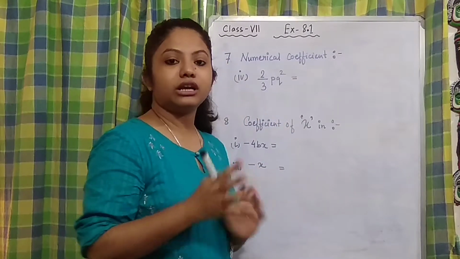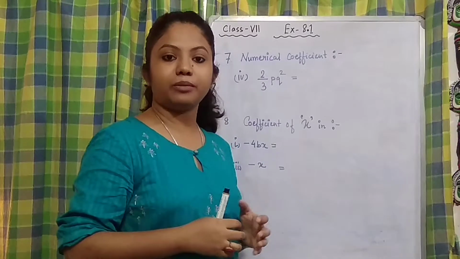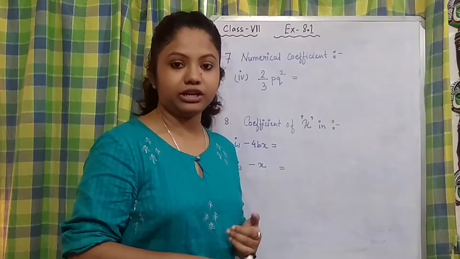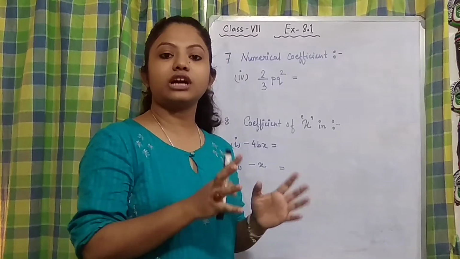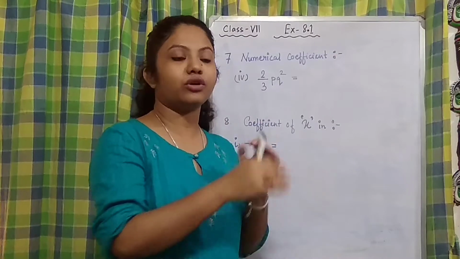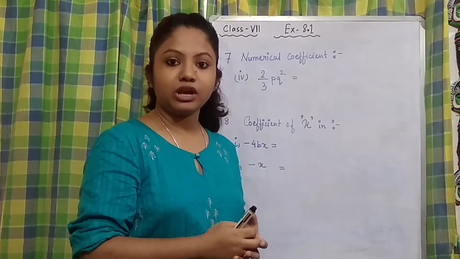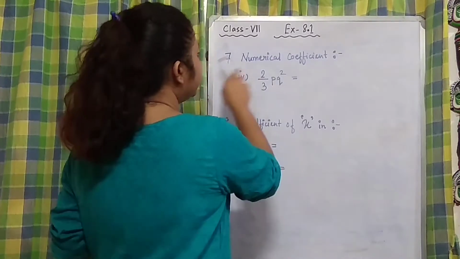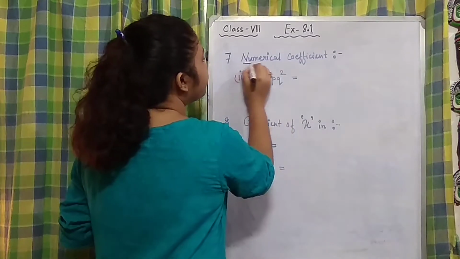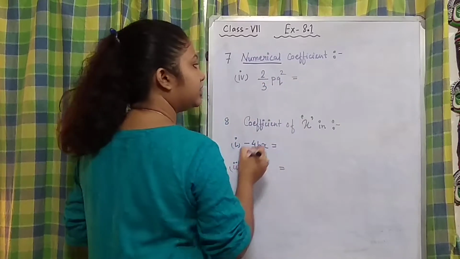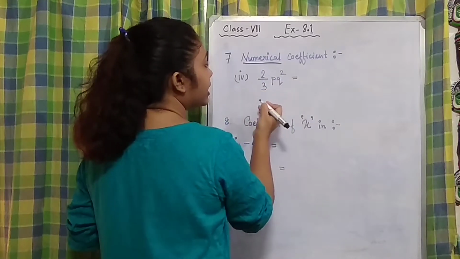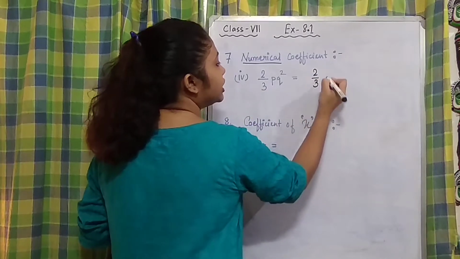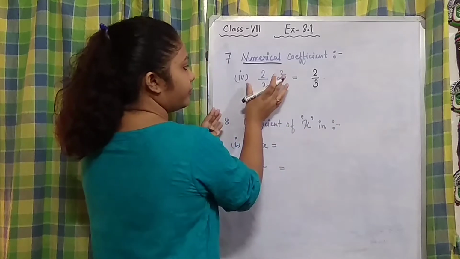Coming to number 7, look at this. Now, when we were studying about the coefficient, you remember we talked about the numeral coefficient and literal coefficient, right? Now, numeral coefficients are those kinds of coefficients which are numbers or various forms of numbers, while the literal coefficients are the variables. Okay, so here they have asked for the numeral coefficient from this term. Okay, so from this term we can understand what the numeral coefficient is. Here 2 by 3 is the numeral coefficient of this term.